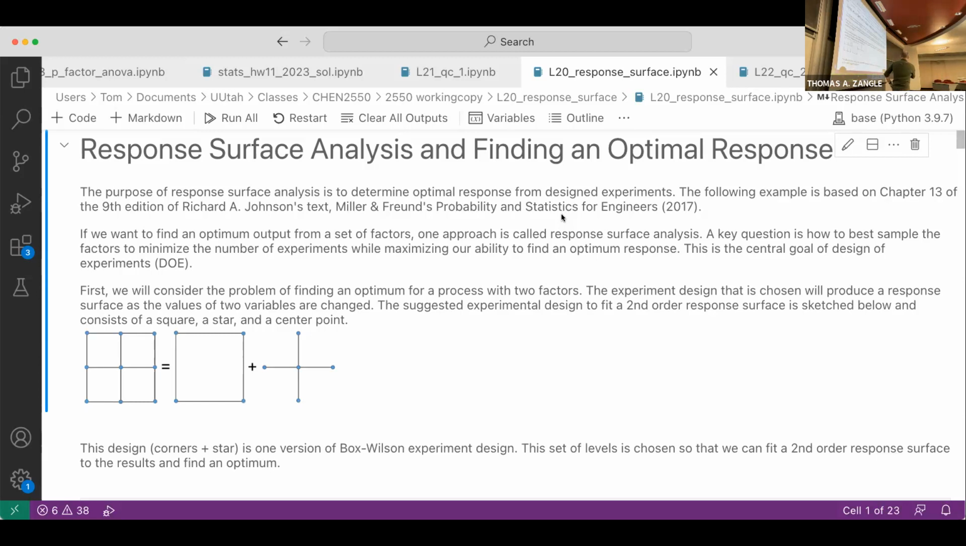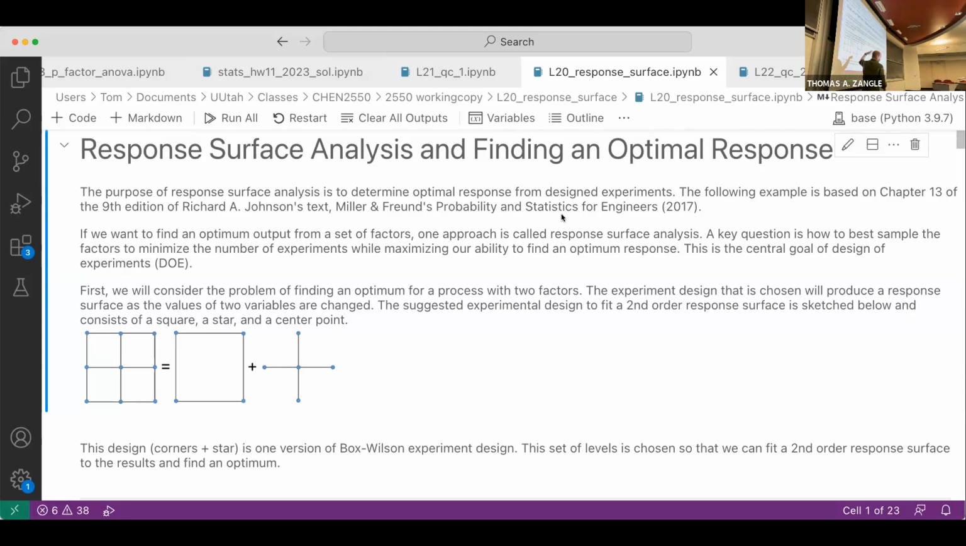Okay, other questions? Okay. All right, so we're going to start by considering the problem of finding an optimum for a process with two factors. So we're going to have some factor A, some factor B, and we're measuring some output, and we want to know what the optimum is within this. If we think of this as our space, where we have factor one on one axis and factor two on the other axis, now we want to find the optimum for whatever the result is within that space.